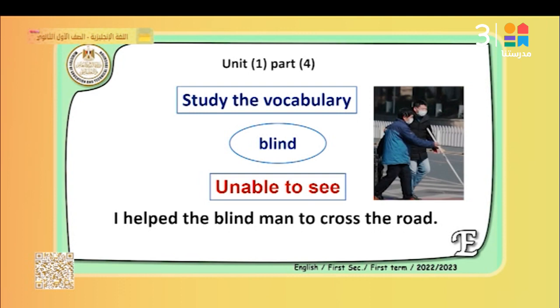The word blind. What about the word blind? Unable to see. Someone who is blind is unable to see. I helped the blind man to cross the road.